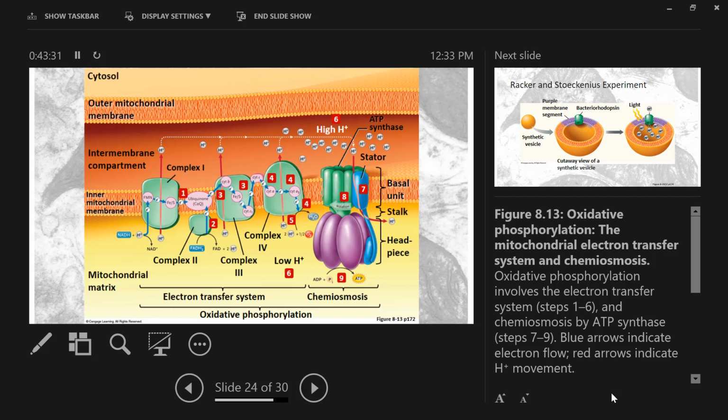Now this whole thing will only work if you've got the final electron acceptor, which is oxygen. And so the electrons, here are the electrons, boom, boom, boom, boom, boom, and then here finally going to oxygen to produce water. Okay? And so this whole process only works if oxygen is present.